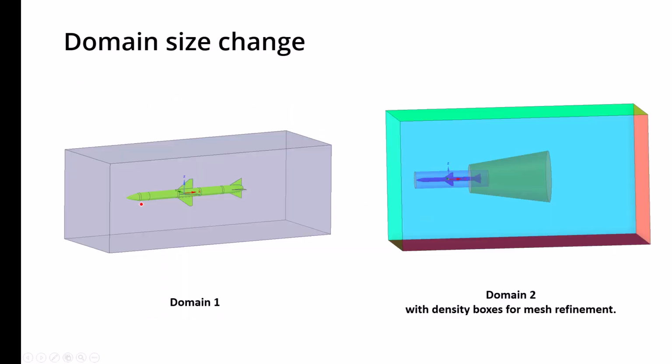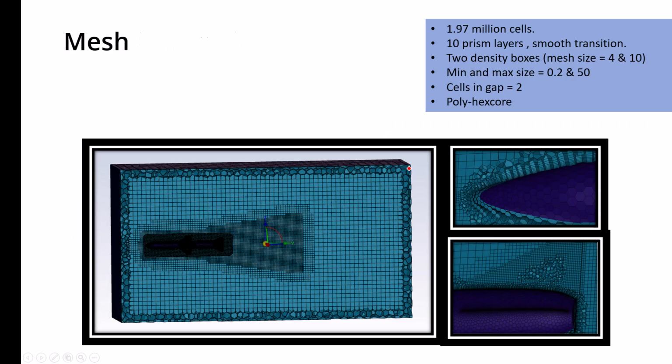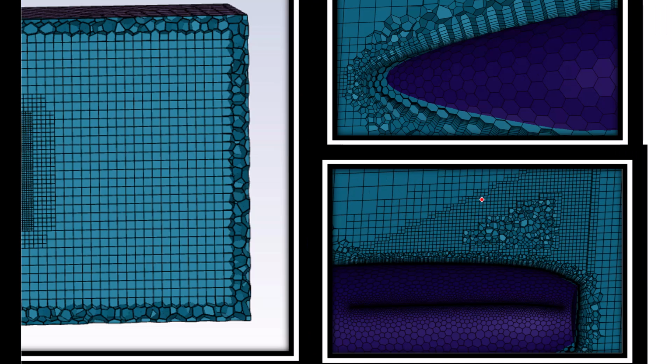Here you can see the difference between the domain sizes, the first domain and second domain, and there is a huge difference in the lateral boundaries and outlet boundary. This time the mesh size remains almost similar; it even reduced from 2 million to 1.97 million. We kept the 10 prism layers with smooth transition. The first cell height was decided by the software itself. You can see the prism layers at the cone and at the outlet section.